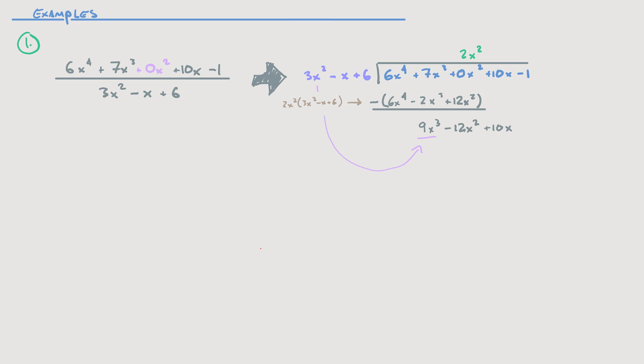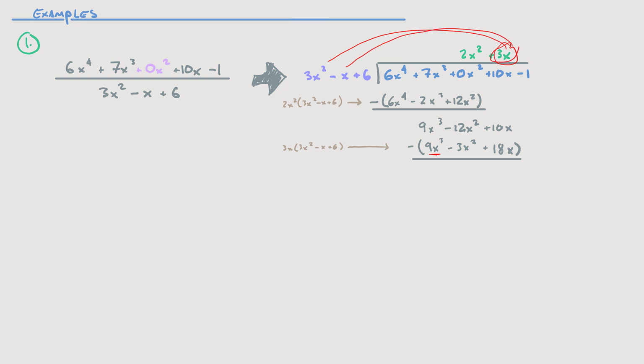All right, next we have to make 3x squared look like 9x cubed, and you can do that with 3x. So again, you take that part of the quotient that you just found, you multiply it by your entire divisor. I'll just go through it again. 3x times 3x squared, that's how I got the 9x cubed. 3x times negative x, that's how we got the negative 3x squared. And then 3x times 6, that's how we got the 18x there. And then we just do the subtraction. These cancel. Negative 12x squared minus negative 3x squared is negative 12 plus 3, so we get 9x squared. And then 10x minus 18x, that's negative 8x, and I brought down the minus 1.